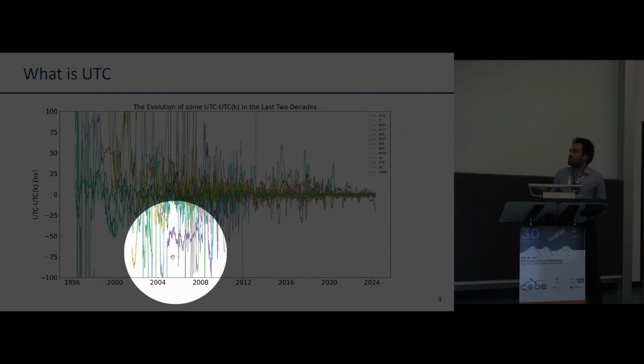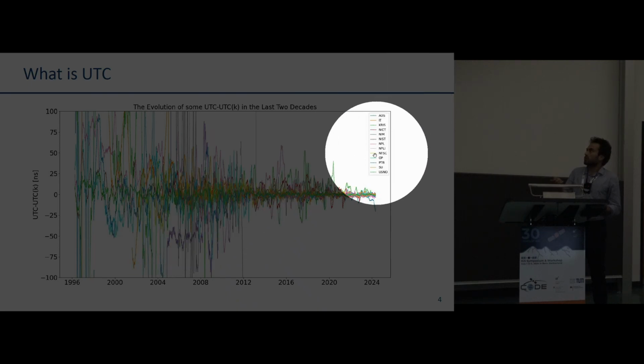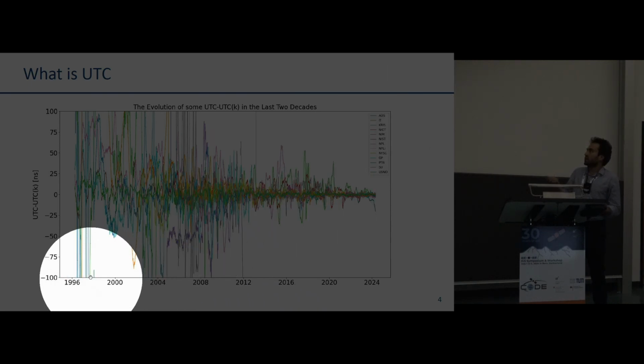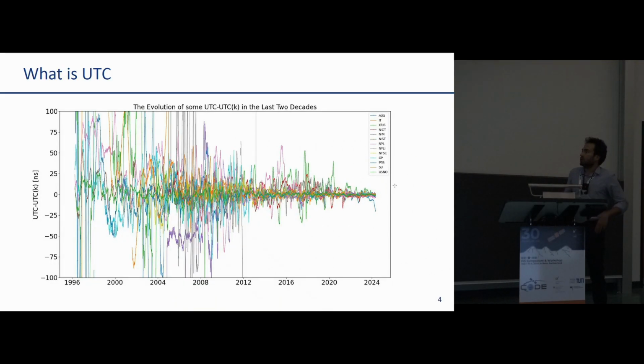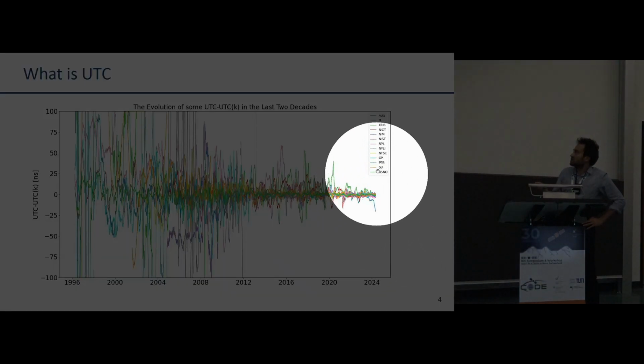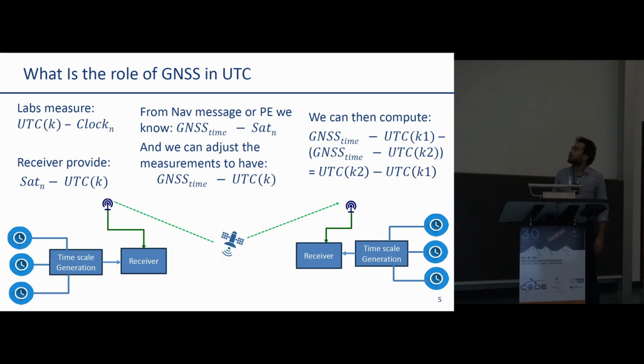In this graph, you can see the evolution of UTC minus UTC(k) for some selected labs since the late 90s to today. You can see we have moved from a difference of dozens of nanoseconds to a few nanoseconds. Actually, you cannot see it here, but the best labs are synchronized to better than a nanosecond nowadays.